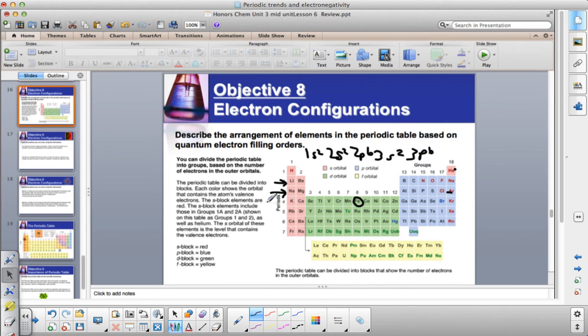Okay. And now we are down here at 4s. Notice how the 4s2 came first. Okay. And now it goes back up to 3d. And now let's count. 1, 2, 3, 4, 5, 6, 3d6. That is iron's little address on the periodic table.